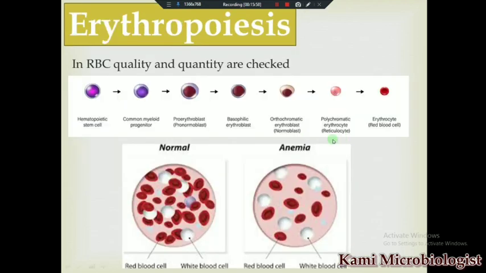Erythropoiesis means the formation of the RBC, in which we will see the quality and quantity of the RBC. If there is a low level of the RBC, it means that we have anemia. Okay, so in this case these are the cell stages. As you can see, if you see any one of these stages, it means that there is a serious condition in the bone marrow. If you see the erythrocytes, it means that the bone marrow is okay.